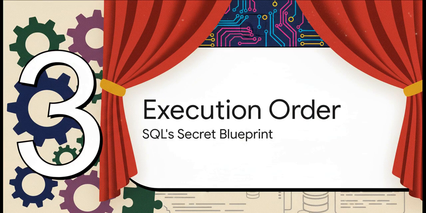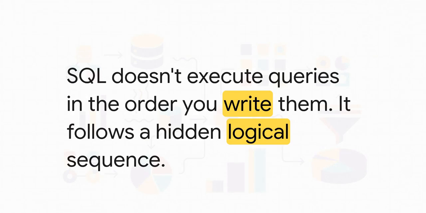Okay, so we've built a query with all these parts. But now, let's pull back the curtain a little bit and look at how SQL actually thinks about all this. And here's the big surprise. SQL doesn't actually run your query in the order you write it. Not at all. It follows this hidden, logical sequence, and let me tell you, understanding the secret order is the key. It's what lets you debug your code and write really complex queries without pulling your hair out.